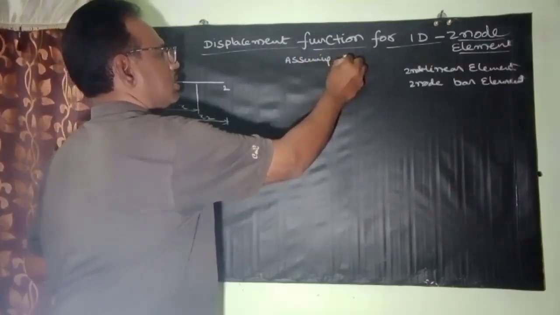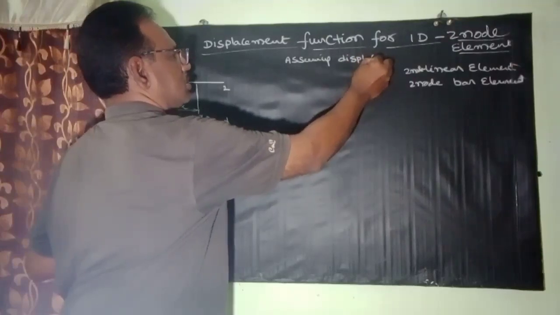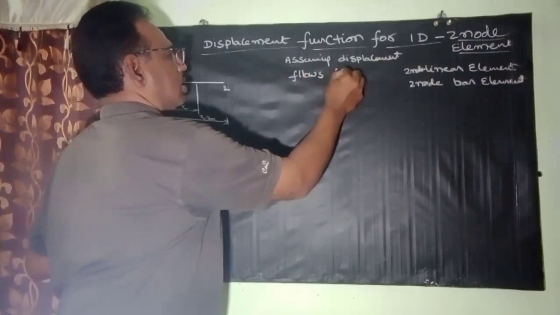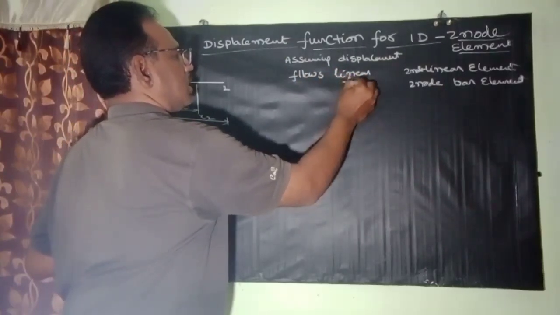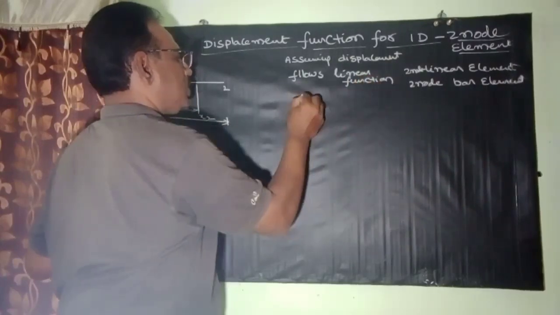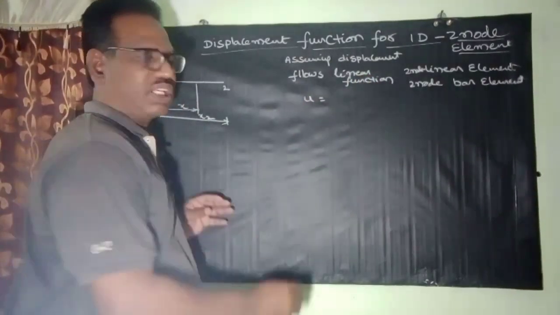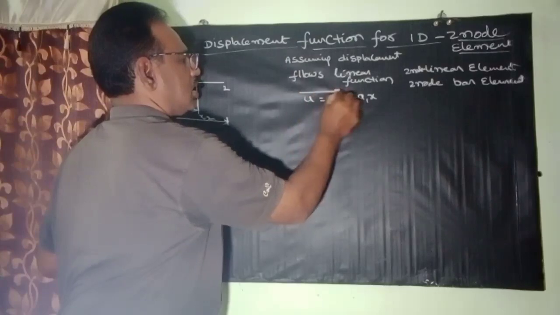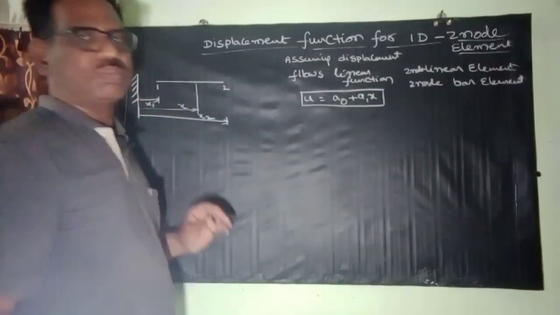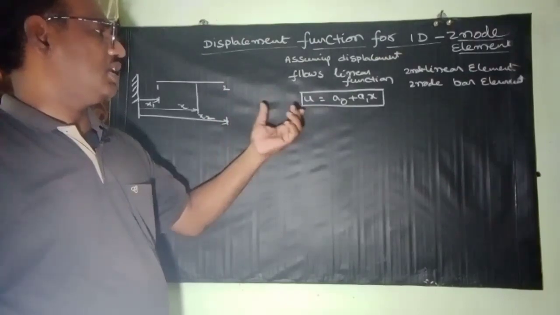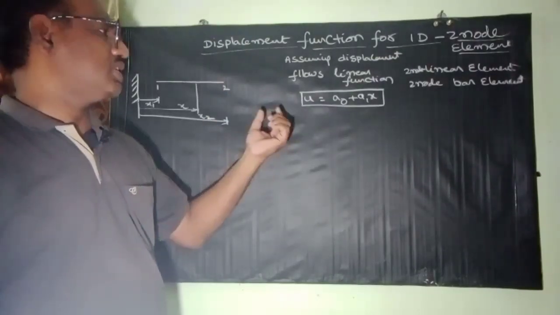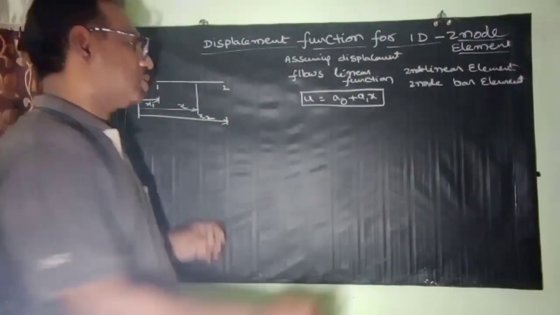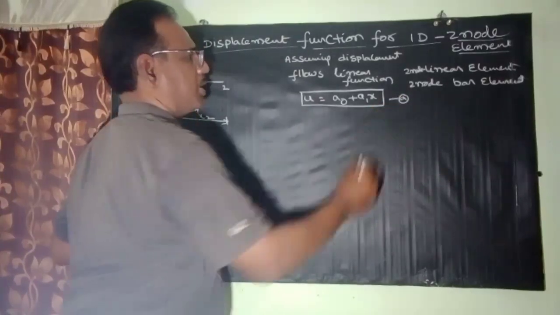Assuming the displacement follows a linear function, u is the displacement, and it is a0 plus a1x. This is the displacement function. If you want to find the displacement at any location, you just substitute x on the body, and we can find the displacement at that particular location. Suppose this is equation A.